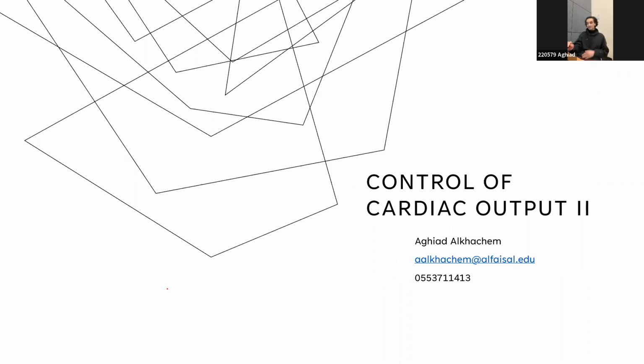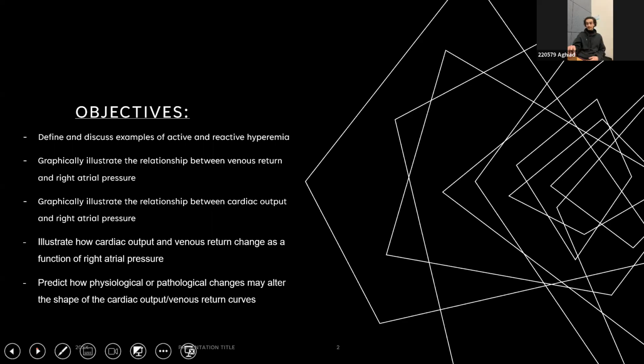Bismillah, let's start. So continuing what my colleague has started with, we will define and discuss examples of active and reactive hyperemia, which is part of autoregulation. We also graphically illustrate the relationship between venous return and right atrial pressure, graphically illustrate the relationship between cardiac output and right atrial pressure, and illustrate how cardiac output and venous return can change as a function of right atrial pressure. It might seem like a lot, but don't worry, it's just a graph. And finally, predict how physiological or pathological changes may alter the shape of the cardiac output / venous return curves. You'll know more about these curves at the end.